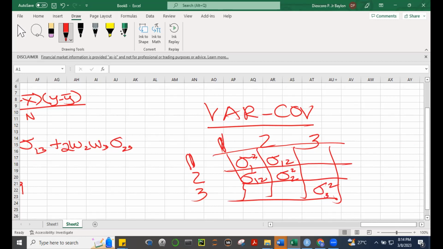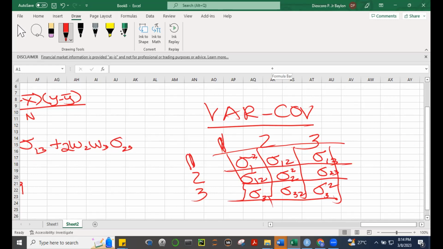Okay? And then this one is 3, 1, it's the same as 1, 3. So this is the covariance of 1 with 3, which is the same as the covariance of 3 with 1. Pareho lang yan. They're the same. Ito, covariance of 2, 3 is the same as covariance 3, 2, based on the formula. Okay, so we need this matrix.